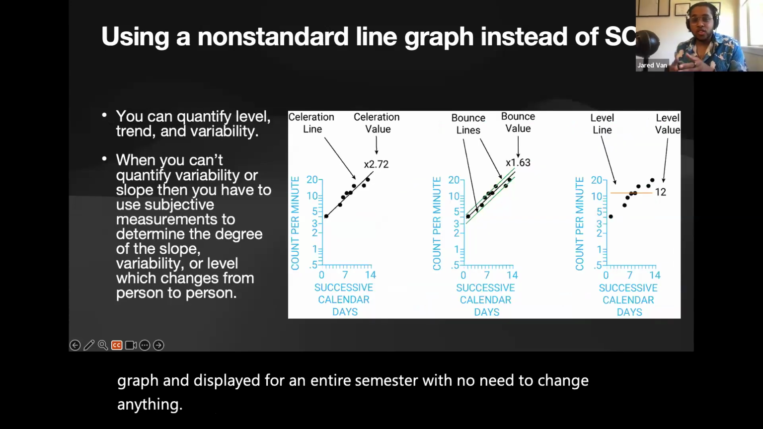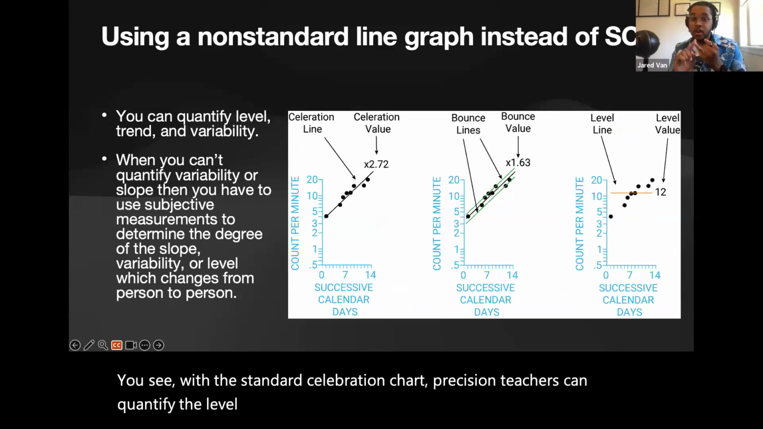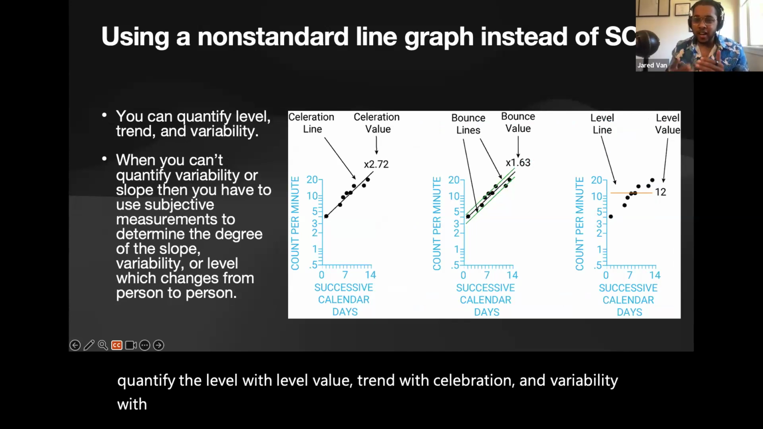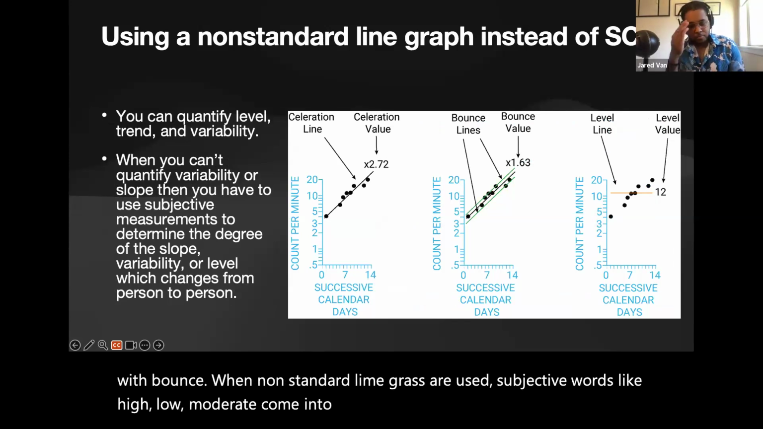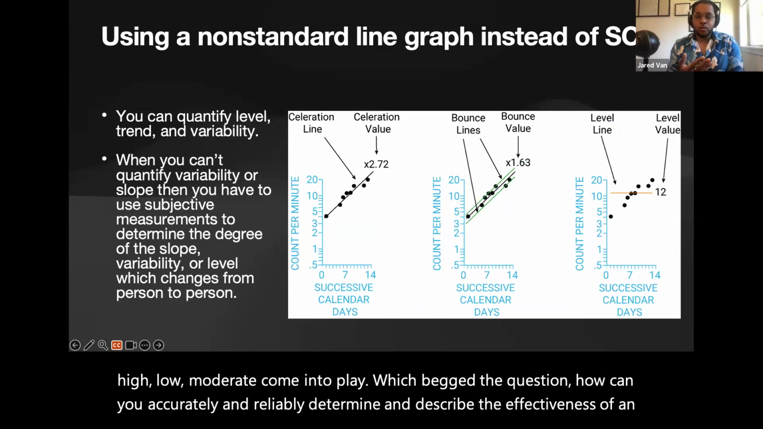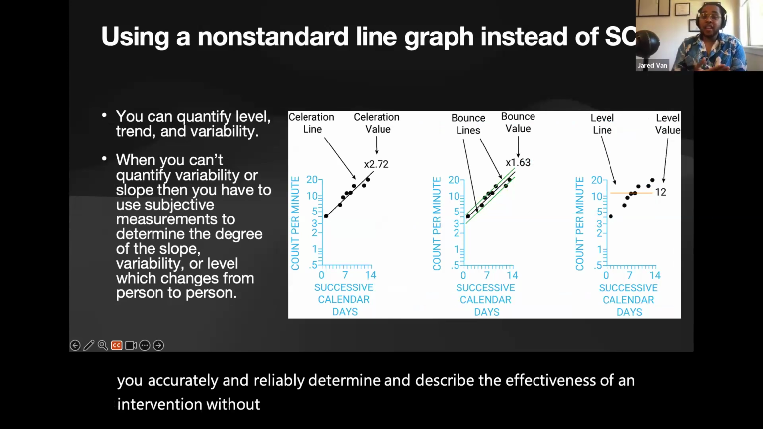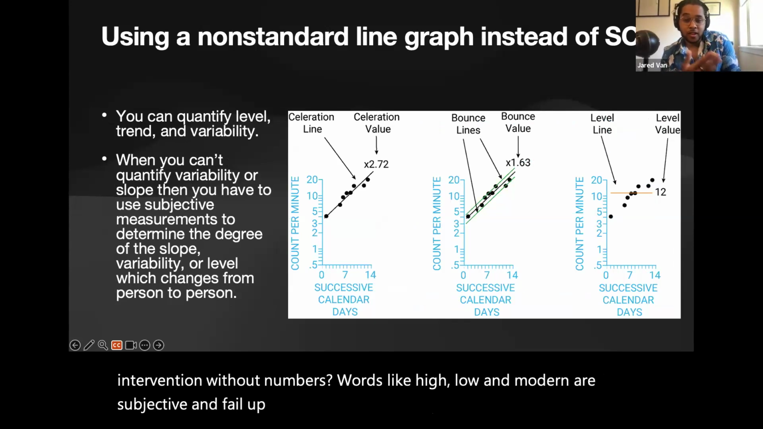You see, with the standard acceleration chart, precision teachers can quantify the level with level value, trend with acceleration, and variability with bounce. When non-standard line graphs are used, subjective words like high, low, moderate come into play, which beg the question, how can you accurately and reliably determine and describe the effectiveness of an intervention without numbers? Words like high, low, and moderate are subjective and fail to stand up to scientific rigor.